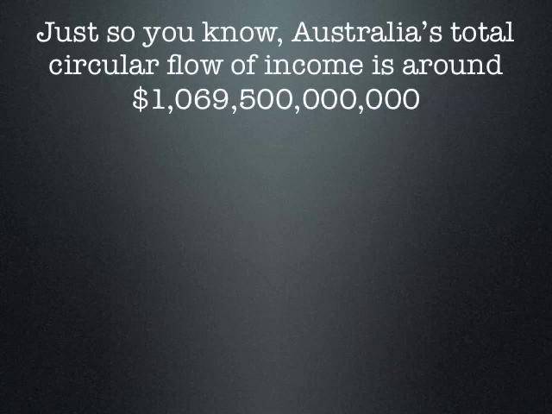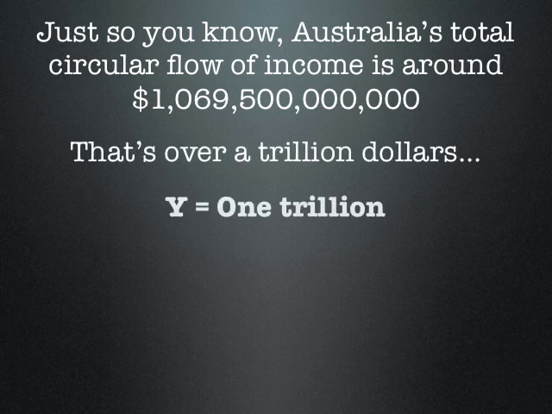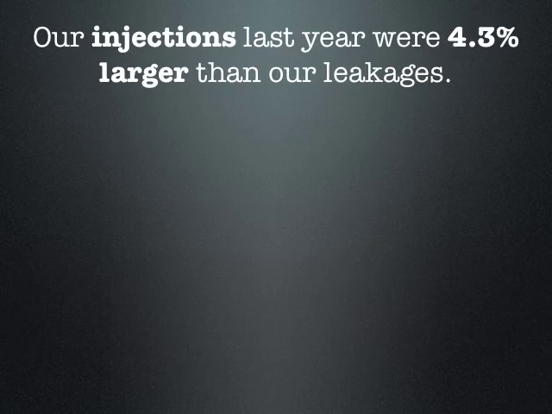Yeah. So, just so you know, Australia's total circular flow of income is that number. That's over $1 trillion. Yeah, it's a lot of zeros. So the amount of income in Australia is 1 trillion? Y equals $1 trillion. So you can see why economists have to be really, really careful about what they say and what they do, the decisions that they make. Because $1 trillion is a lot of money.